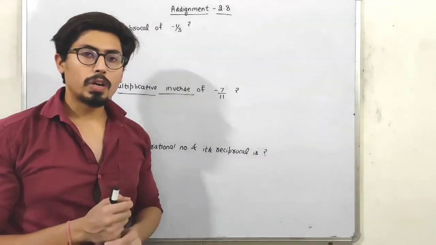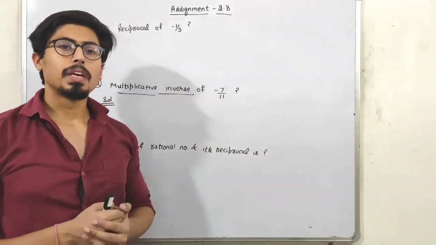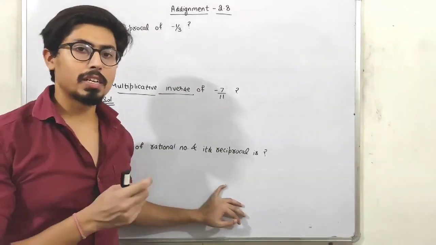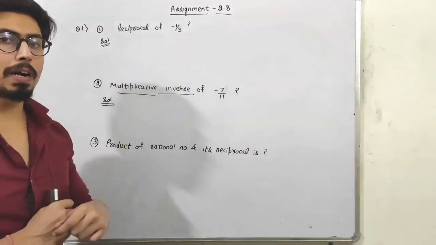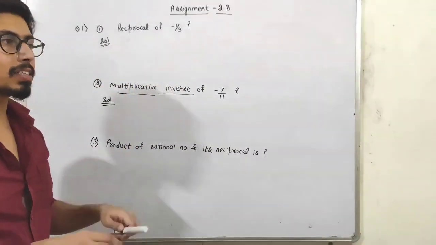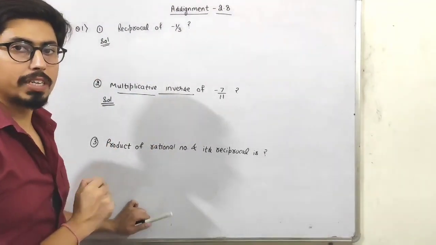Okay. Today we will discuss our next assignment, that is assignment 2.8. See, students, as we have already discussed up to assignment 2.7, now the first part of our assignment 2.8 is we have to find the reciprocal of minus 1 by 3.